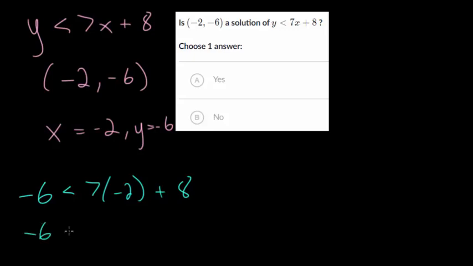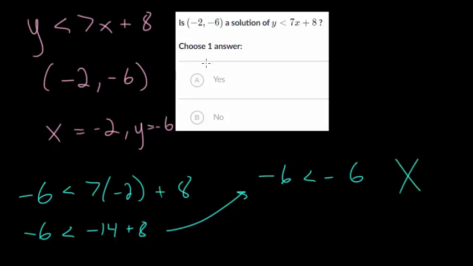So we have that minus 6 is less than, this is minus 14 plus 8. And when you add 8 to negative 14, you get negative 6. So is it true that minus 6 is less than minus 6? Well, something can't be less than itself. These are equal rather than one being bigger than the other. So this does not make sense, which means that this point is not a solution. So the answer in this case is no.